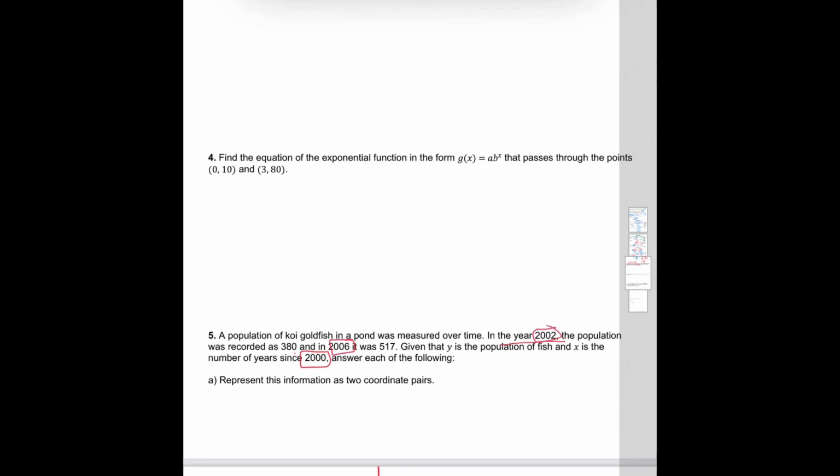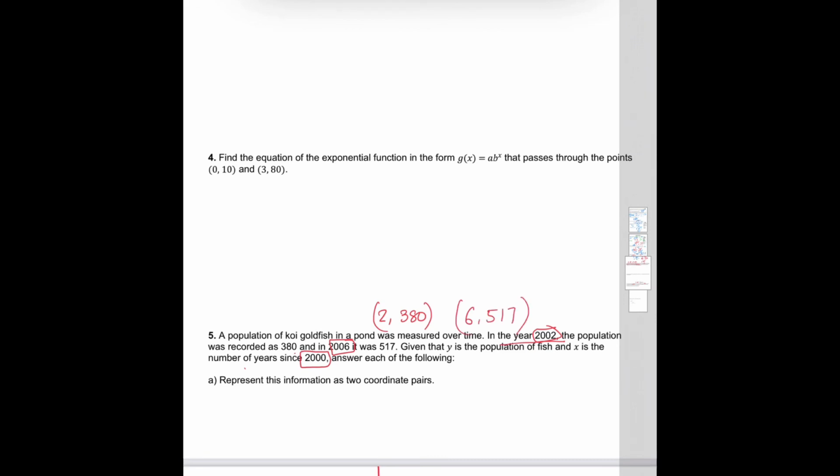Okay, and number 5 also. You never use the actual years. It's talking about actual years, but you never use actual years in your question. It will always give you a reference year. It's telling you that since 2000, so 2002 would be what? Year 2.